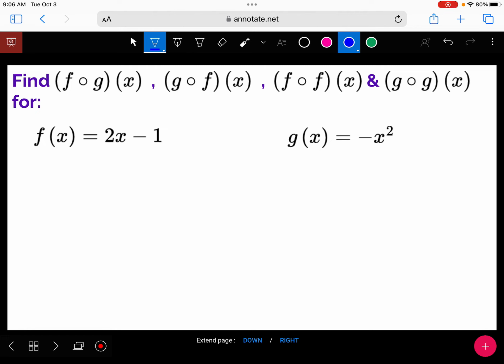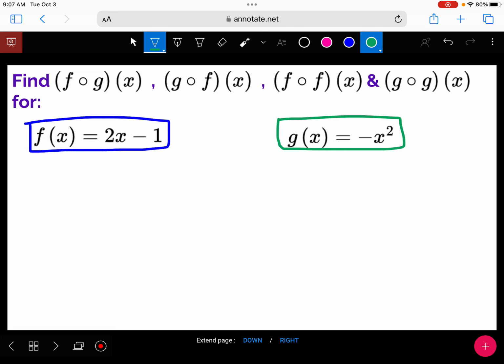So we're going to do f of g, g of f, f of f, and g of g. With these two functions, we've got f of x equals 2x minus 1, and g of x is negative x squared. And I'm going to do my f of x in blue and my g of x in green because I like to color code things. It makes my little ADD brain happy.